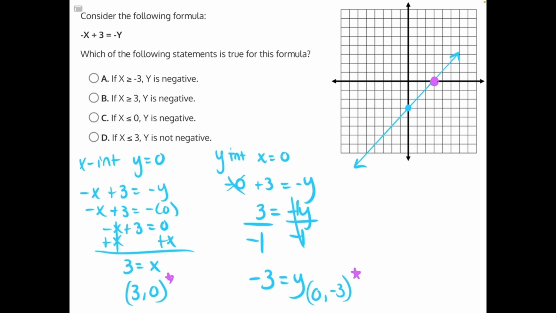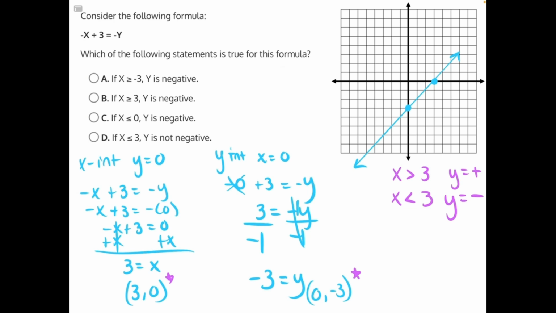If we look at our x-intercept, we can see that all of the values that are greater than this x-intercept have positive y values, and all of the values that are less than that intercept have negative values. So we can say when x is greater than 3, y is positive, but when x is less than 3, y is negative. Okay, so let's look at our answer choices.